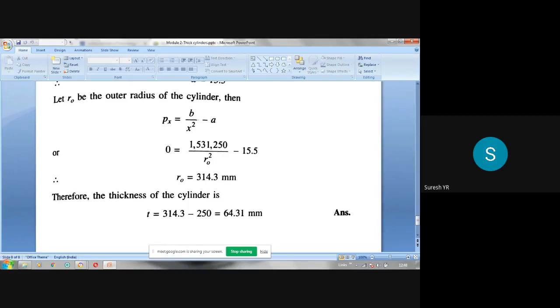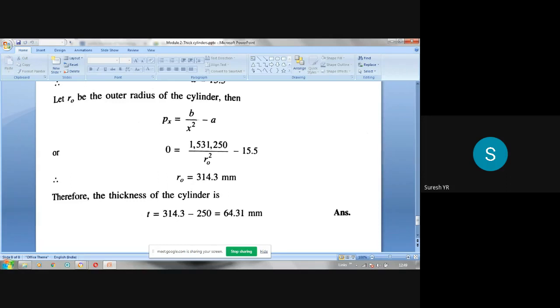This is for non-concurrent forces, when the lines of action of the forces are not meeting at a common point, just like forces acting on a beam. Whereas in the case of concurrent forces, which you have studied in trusses, method of joints, you have only two equilibrium equations, sigma Fx = 0 and sigma Fy = 0. The moment equation will not come there. It will come only in the case of beams: sigma Fx = 0, sigma Fy = 0, sigma M = 0.